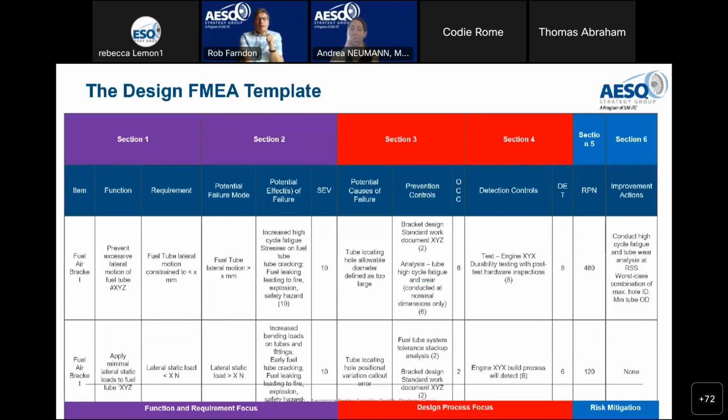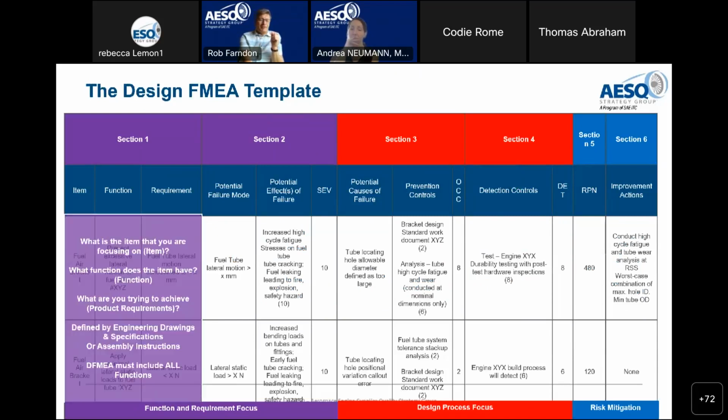Sorry. If you click for me, please. Thank you. So the first section is all about functions, requirements. It's really about the scoping of the DFMEA. What are you focusing on? What items are you focusing on? And what functions does that item have? What are you trying to achieve is the next question. So that builds on the function by asking what the parameters you're looking for around that function.